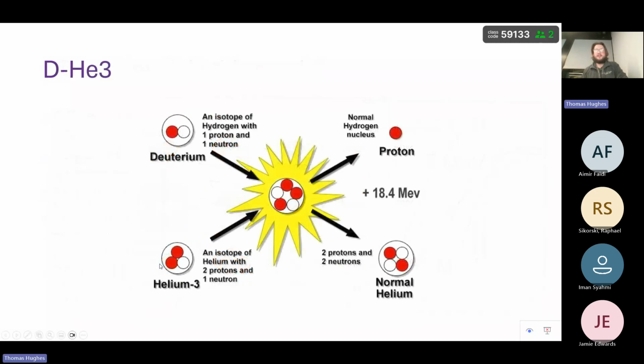Deuterium helium is a very interesting one because this is aneutronic. So you've got helium and deuterium smashing together, and this one actually produces a combined 18.4 MeV, which is better than what we had for DT, but at the same time, you're looking at 5 to 10 times the amount of energy in to actually get this thing started.